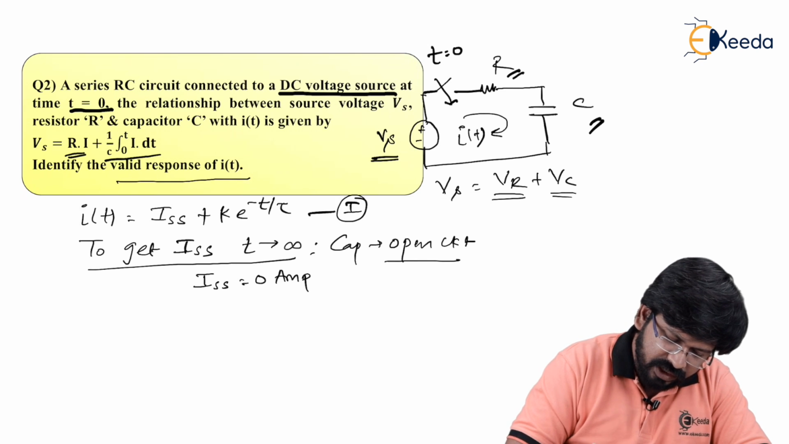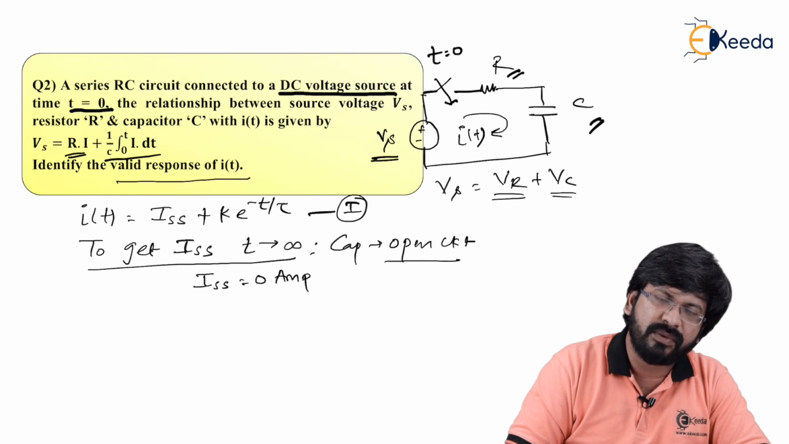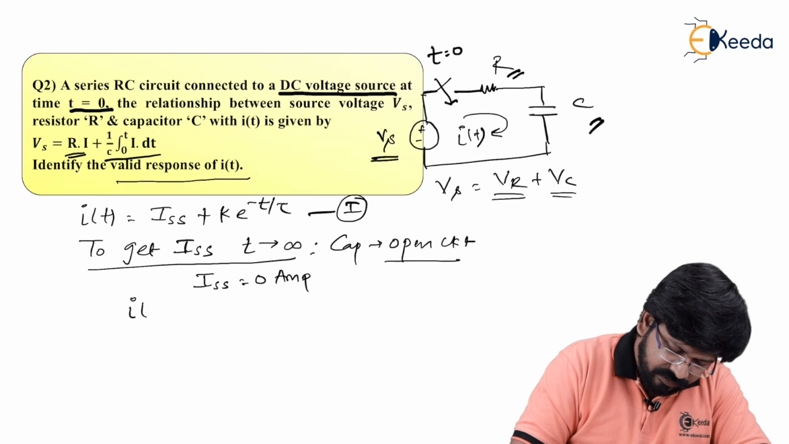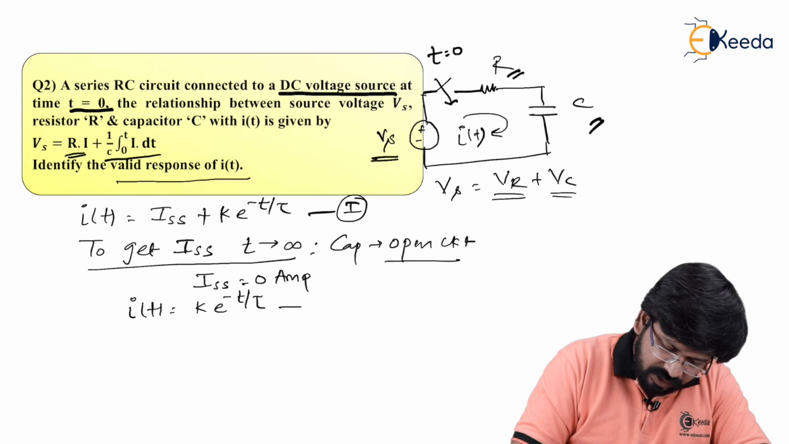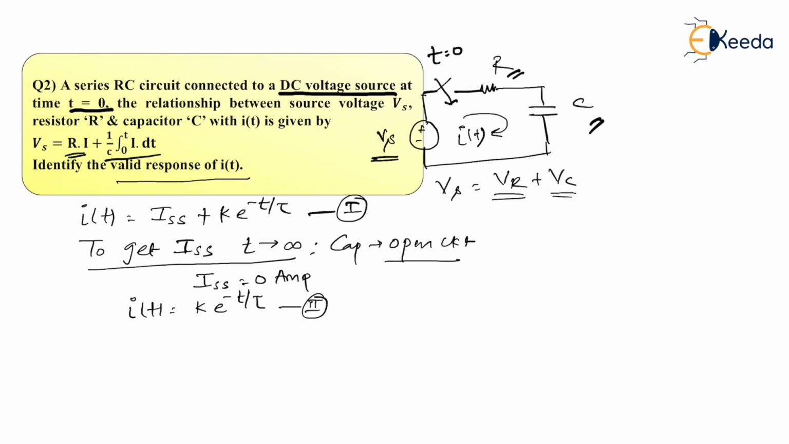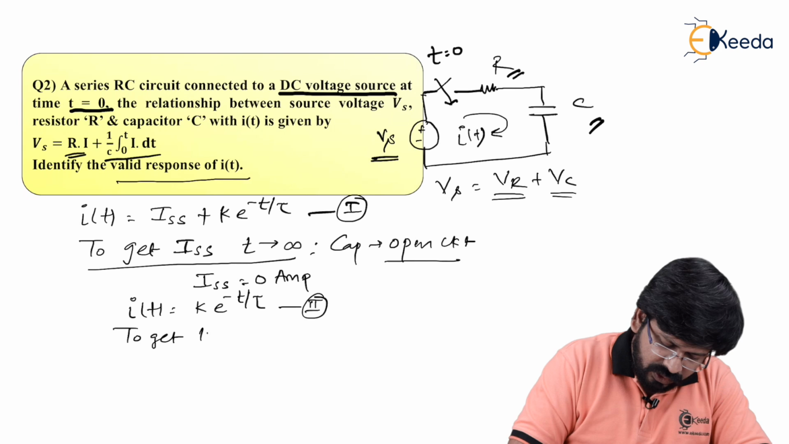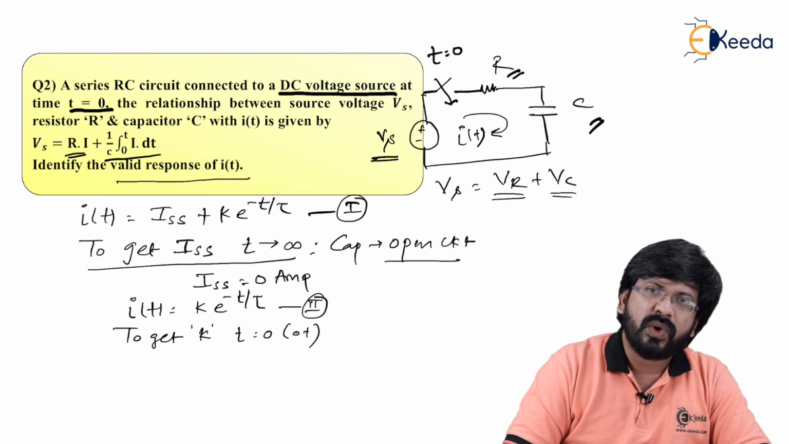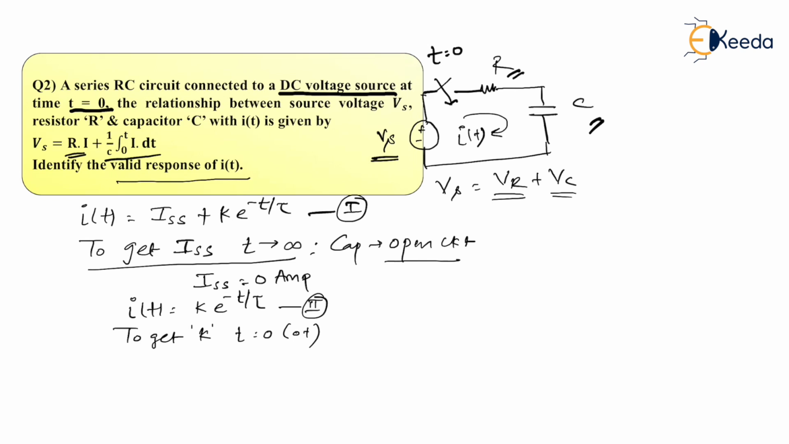Let's say this is equation number 1. I can substitute ISS equal to 0 ampere in equation 1. I get I of t equal to k into e to the power minus t by tau. Now this becomes equation number 2. Now to get k, we substitute t equal to 0, in fact 0 plus. At t equal to 0 plus, try to get I of t.